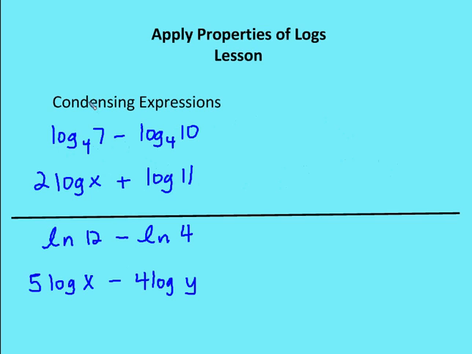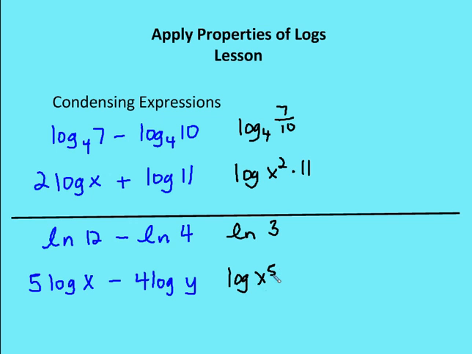Okay, what else do we have? Condensing expressions. We talked about expanding, now we're going to condense. I'm using my quotient property here. This ends up being log base 4 of 7 over 10. Remember, these bases have to be the same. In this case, I have a common log, so log base 10 of x squared times 11. In this case, I'm using my quotient property, so I have natural log of 12 over 4, which is the natural log of 3. In this case, I'm again using my quotient property. I have common log of x to the 5th all over y to the 4th.